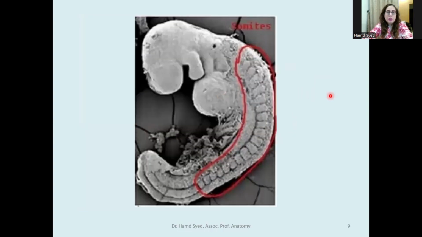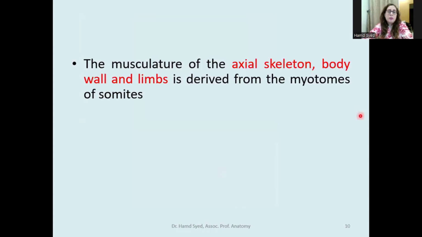Here again is the developing embryo in the early stages, and this is now the sagittal section. You can see this is the lateral view where these somites are present in the midline in the longitudinal axis of the body of the developing embryo. And these are the segmented block-like regions. Now remember, the muscles of the axial skeleton, the body wall, and the limbs are derived from the somites.